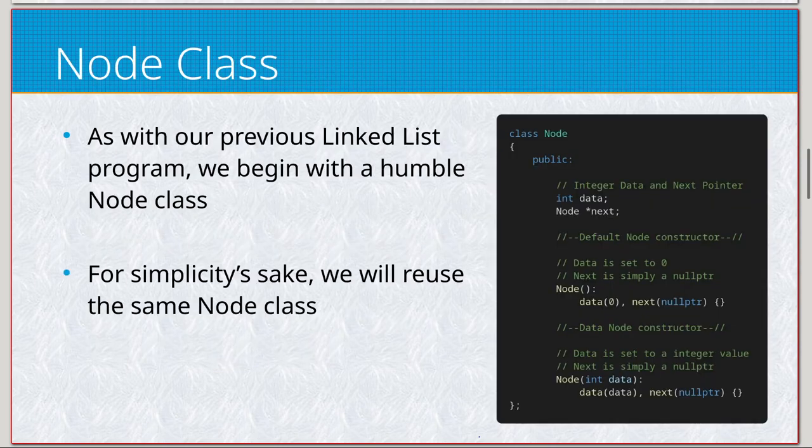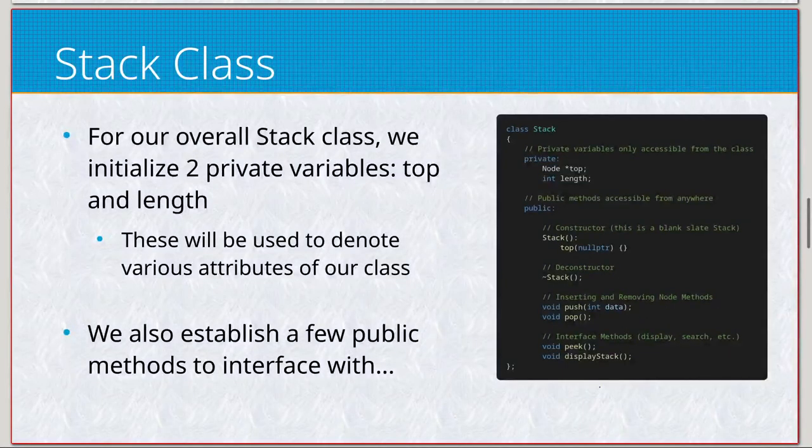Just like a linked list, we will start with our node class, which is just going to have a single integer for data, a pointer for next, our default constructor, which is going to be zero and a null pointer, and then a more elaborate one that takes in some integer data to associate with our elements. And then finally, we'll move on to our other class, which is going to be the actual stack class, which is very similar to our linked list class, except that we are going to utilize only two private variables, one being the top and the other one being the length. We use the length for the linked list just to keep track of the elements inside of it. Same thing here. Top is going to be very, very similar to our head and tail.